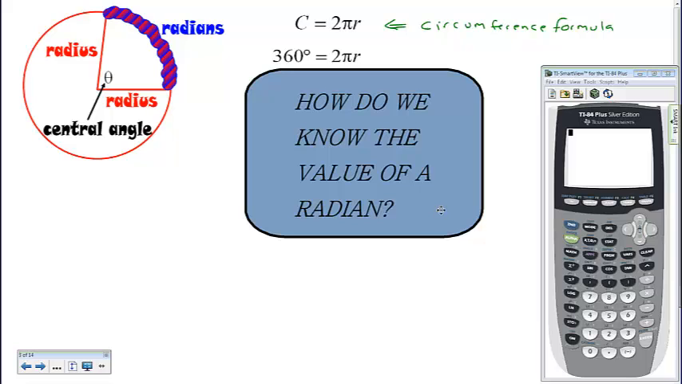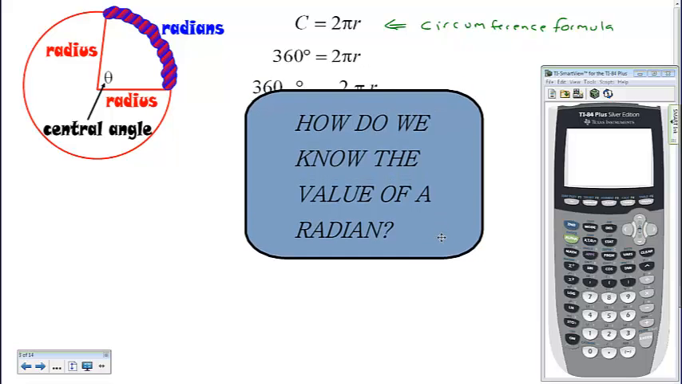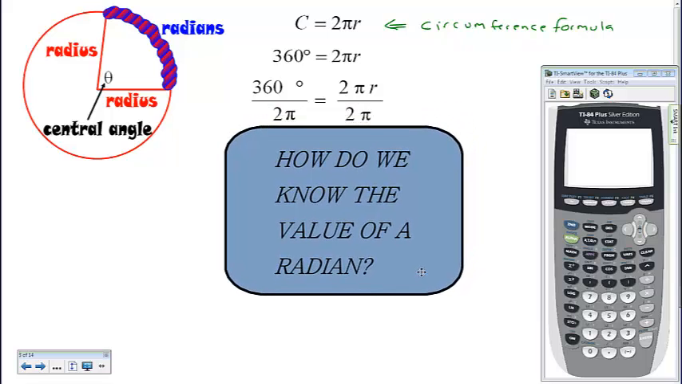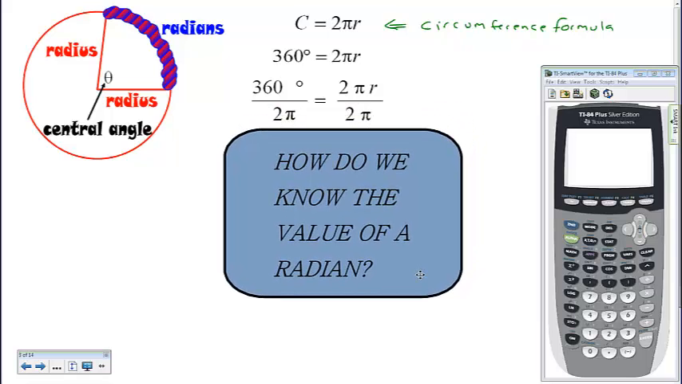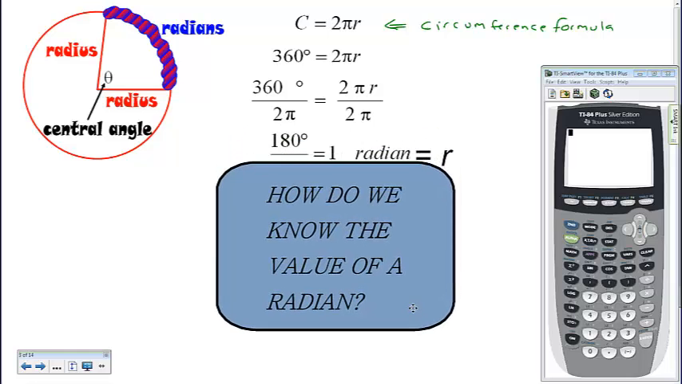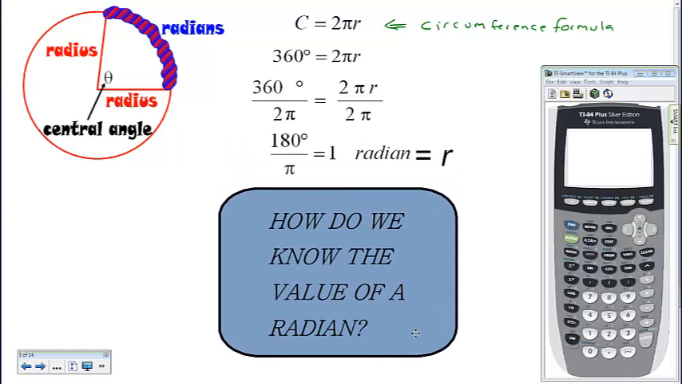Next, we can divide both sides by 2 pi in order to get the length of the radius alone. The 2 pi on the right side will cancel out, and the 2 and the 360 will reduce, so that you're left with 180 degrees over pi is equal to r. What we noted from the last slide is that r is equal to the length of 1 radian, or the measure of 1 radian. Thus we see that 1 radian is equal to 180 divided by pi.